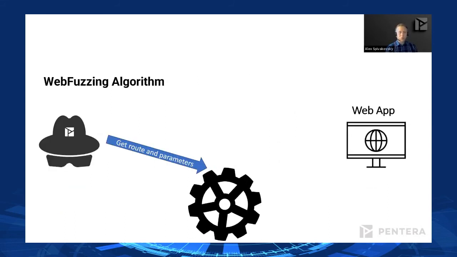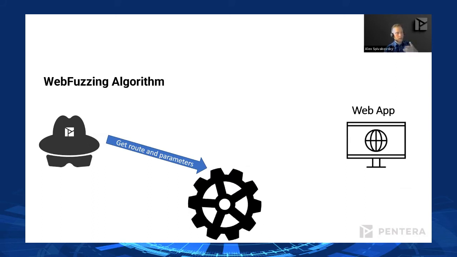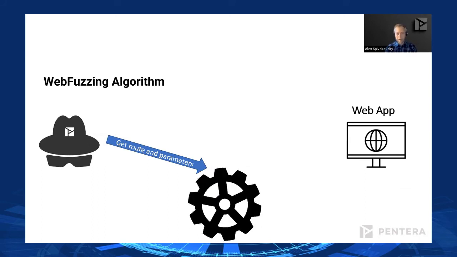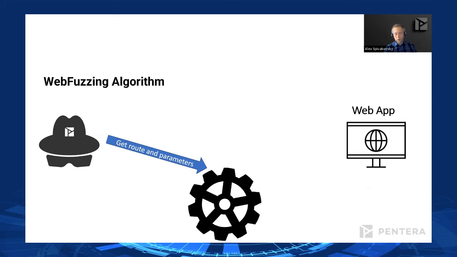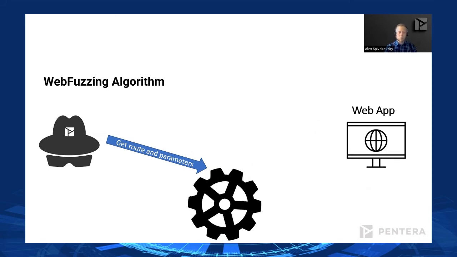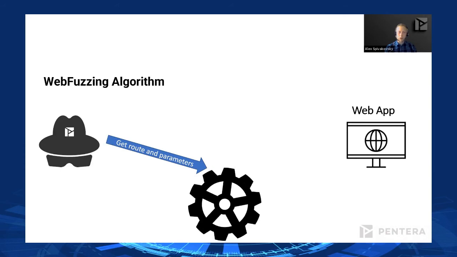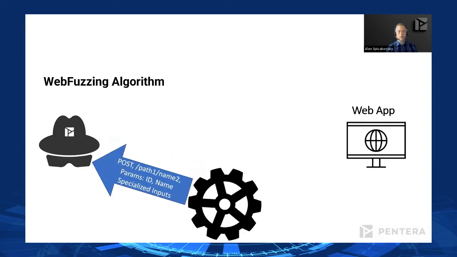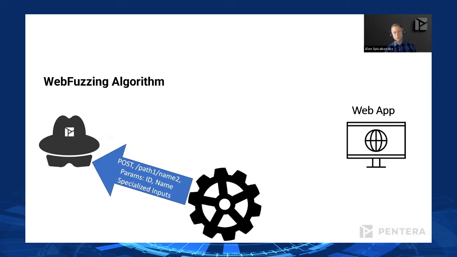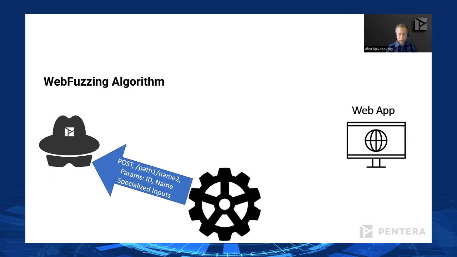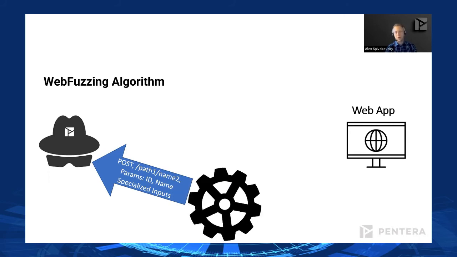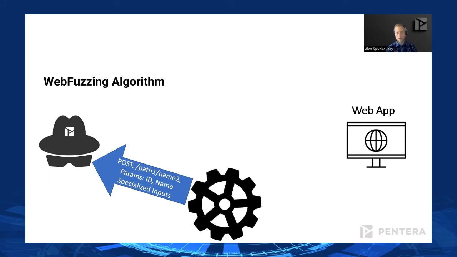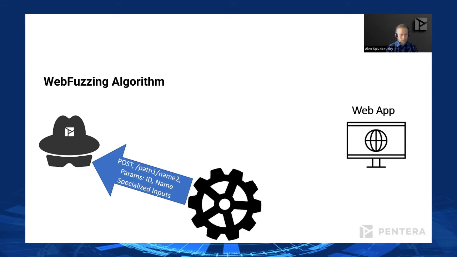So let's talk about the web fuzzing algorithm. The web fuzzing algorithm basically looks in the following manner. We're asking the agent, please give me a route and parameters that were discovered in phase number 1. The engine transmits, okay, so here you have a path. This path is a POST request, and here are the parameters: ID, name, street address, etc.